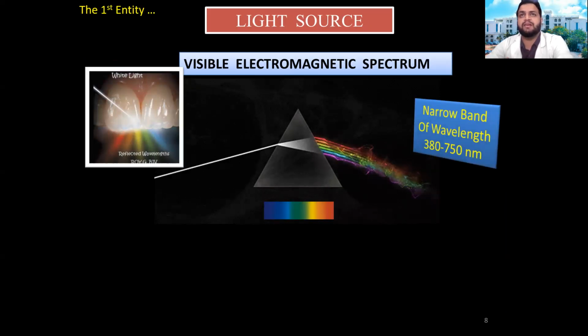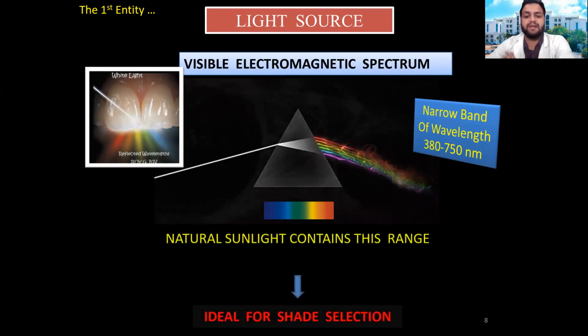As we all know, our eyes are able to see the visible electromagnetic spectrum. So this is the range. This is the wavelength of your normal light. So when you're talking about shade selection, we say the natural light at a time of around after 11 a.m. is considered to be the best for shade selection. Okay, so that is another tip.